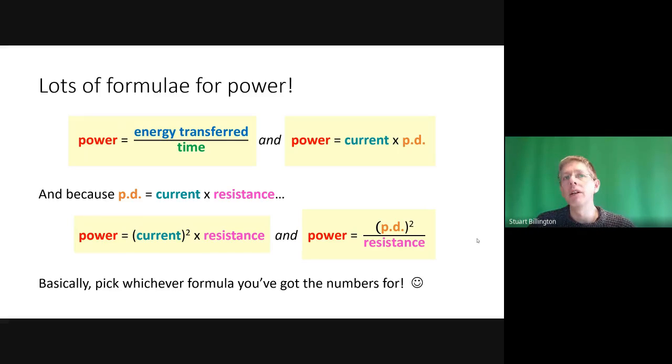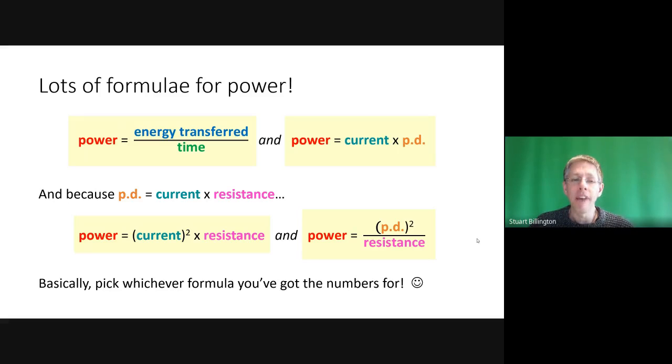So there's another version of the power formula, current squared times resistance. Or maybe it's the PD we want to keep, and the current we can get rid of. So current is just PD over resistance. So now we've got power equals PD over resistance times PD, which gives us our fourth formula for power. Spoilt for choice is what I will say.